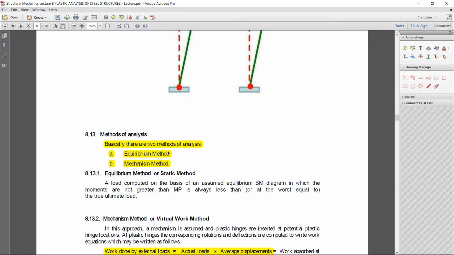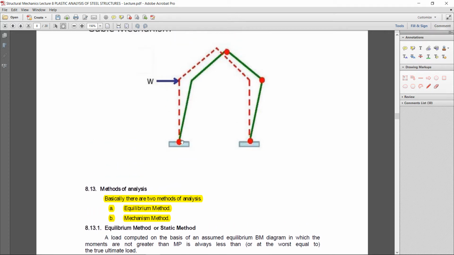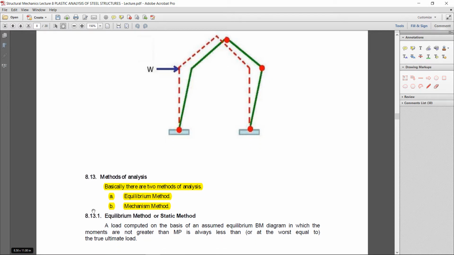Methods of analysis. For calculating the collapse load, when we apply the load, definitely a certain failure occurs. If we apply the load from this side, the failure mechanism is like that. If we apply it from the top, the failure mechanism will be different. So how to perform plastic analysis? There are two methods. First one is the equilibrium method, or the static method, that is the second name, and second is the mechanism method.